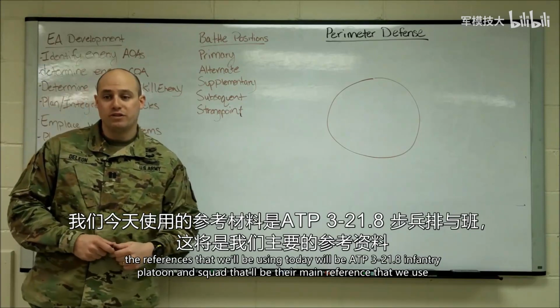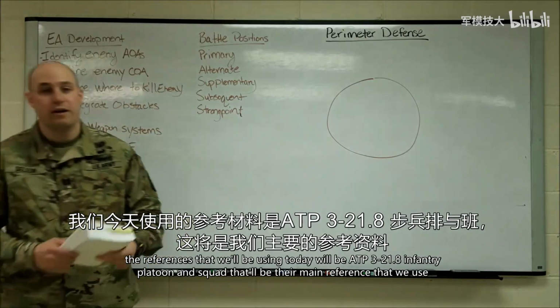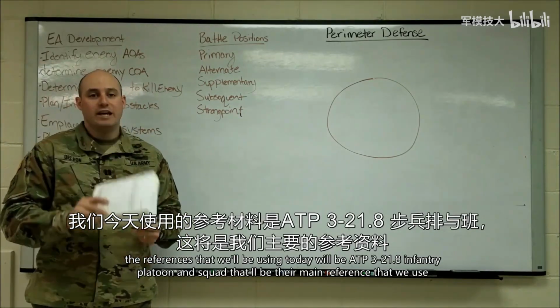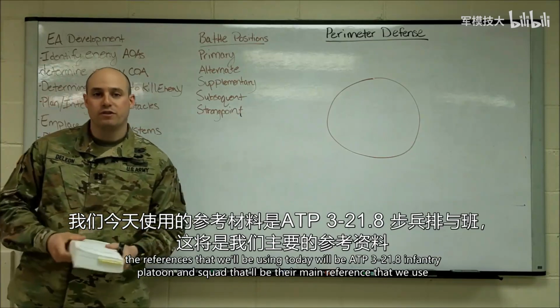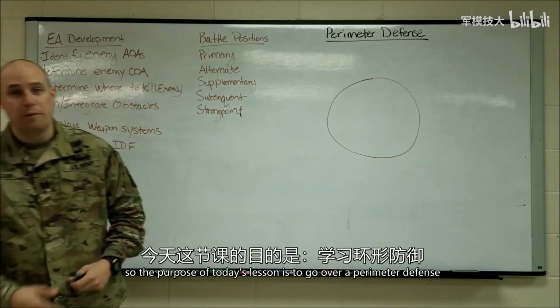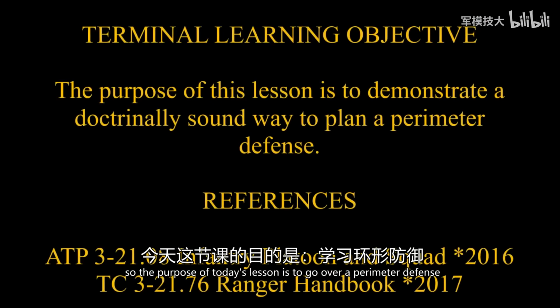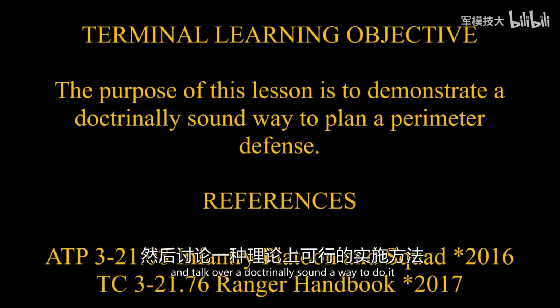The references that we'll be using today will be 3-21.8, Infantry Platoon and Squad. That'll be our main reference that we use. So the purpose of today's lesson is to go over a perimeter defense and talk over a doctrinally sound way to do it.